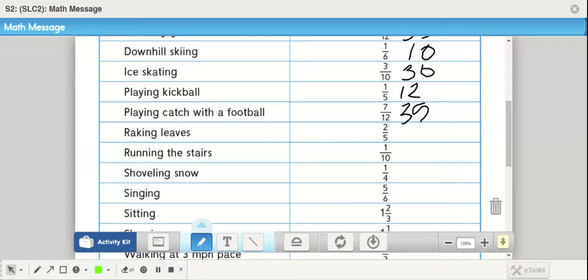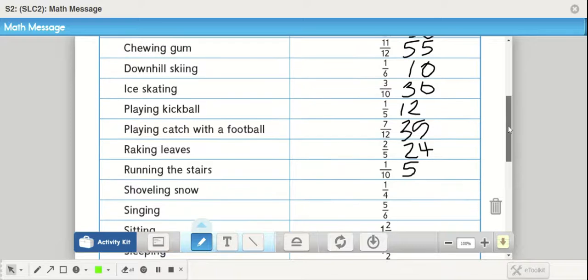Fifths again, so that's 12 times 2, 24 minutes to rake leaves, running the stairs. So I have tenths again. Tenths we said was 5 minutes. 1/10, so it takes 5 minutes to burn 100 calories if you're running on the stairs. That's our winner so far.